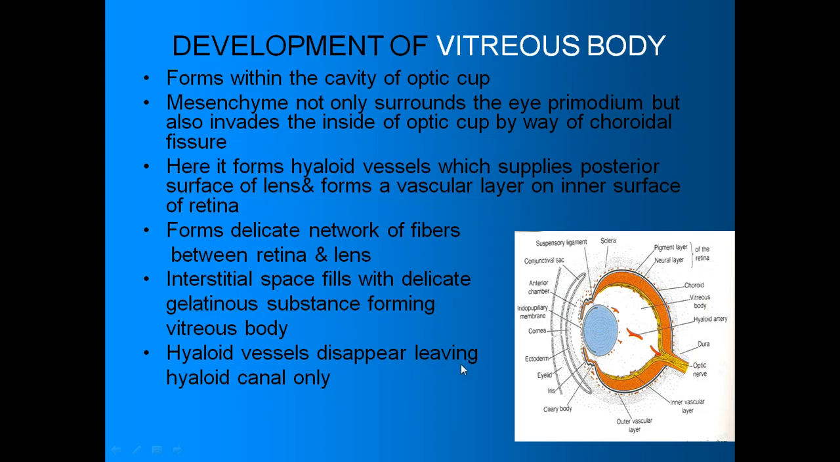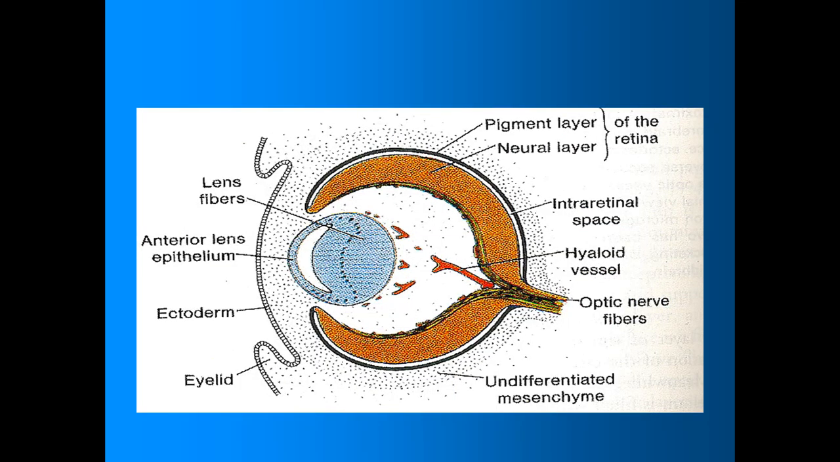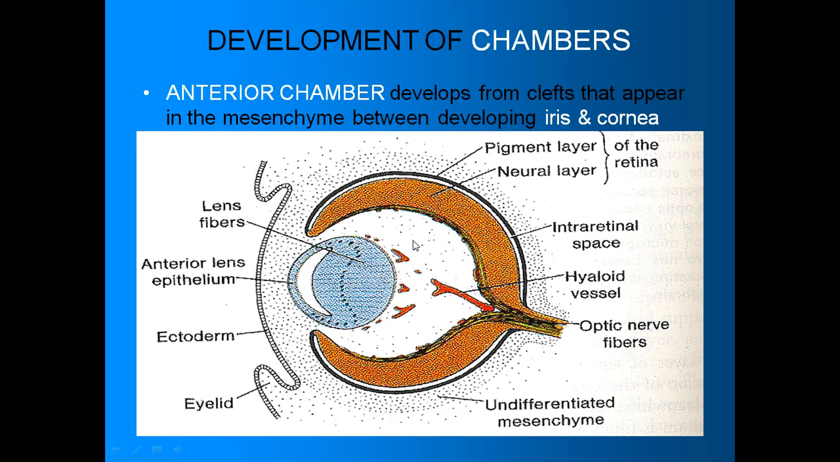Hyaloid vessels disappear, leaving behind a hyaloid canal. One tunnel-like thing will be there. That shows that there was a hyaloid artery. Same thing is shown here. Undifferentiated mesoderm encircling this will form the sclera and the choroid. Those which pass through the choroid fissure, a gap on the inferior aspect, enter the eyeball behind the lens and in front of the retina, and will give rise to the vitreous humor or the vitreous body.